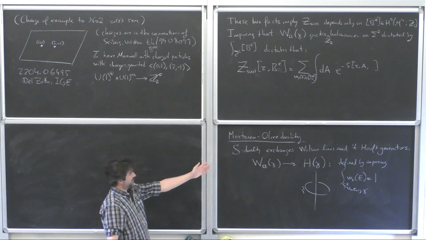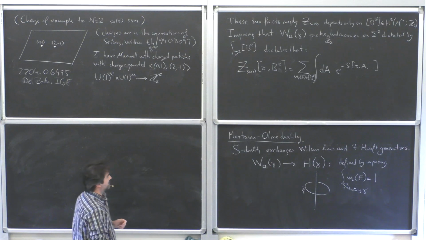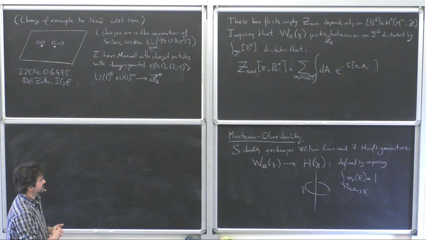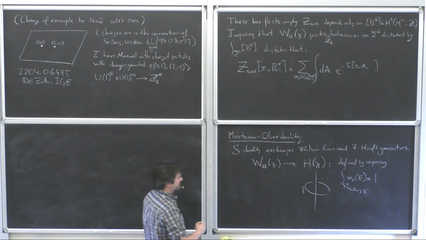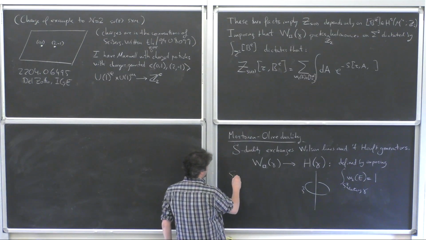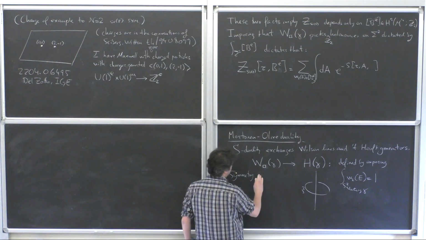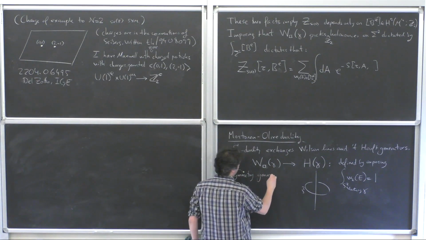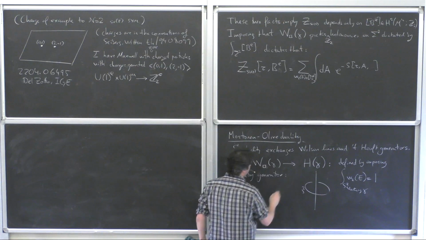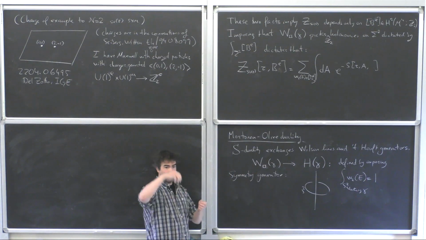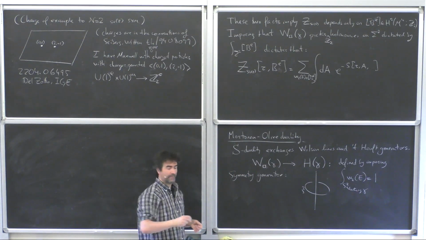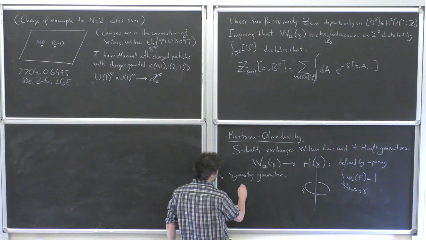So we have the charged object, which is the charge generator, the operator that measures how many of these objects you have. Well, in this case, it's easy to write. Again, for Maxwell, the symmetry generator was exponential of integral of f. Here we have a symmetry generator, which is -1.